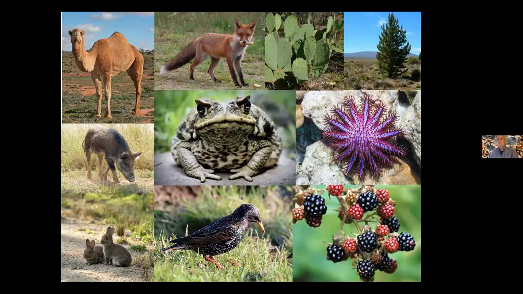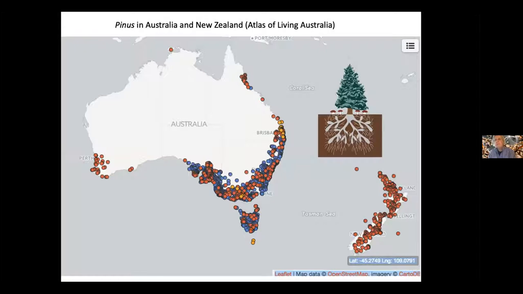All of the organisms in this photograph on the slide here are ones that were introduced at different times to Australia and other continents, including pines, shown in the upper right. And so here's a map taken off of iNaturalist Atlas of Living Australia. You can see that pine trees have been introduced all over the world and pretty much anywhere they'll grow.